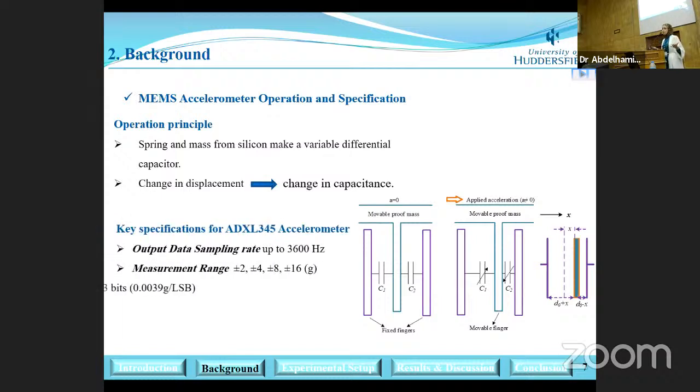Thus, the change in displacement will change the capacitance. The specification of our accelerometer: output data sampling rate up to 3600 Hz, measurement range sensitivity has just 4 values, 2, 4, 8, and 16 g, resolution up to 13 bits, and the operating temperature range between -40 and 85 degrees Celsius.